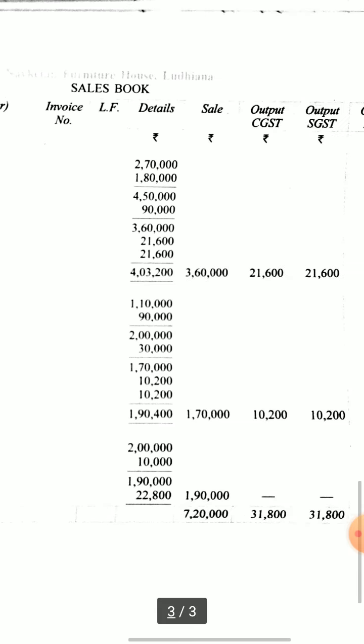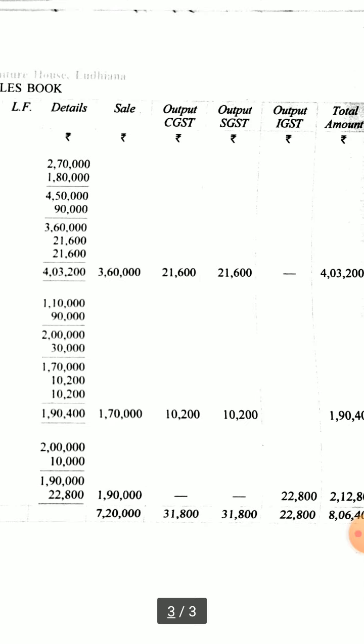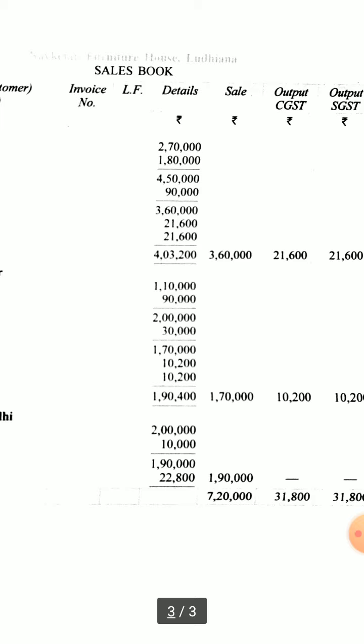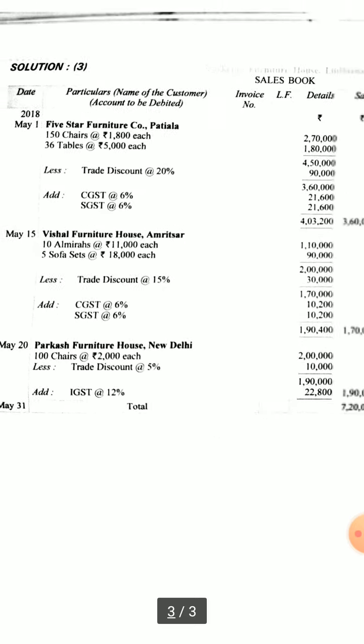Again, 12% will be added to that, and in the sales column 1,90,000, and in the output IGST column the whole 12% will be written. So we will get the total amount in the total column. In this way all the column totals will be made and the total you will write. So this is the simple sales book.